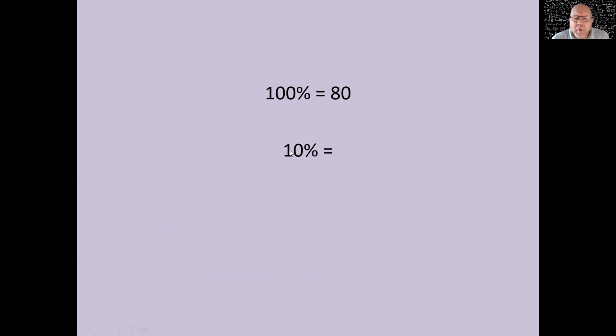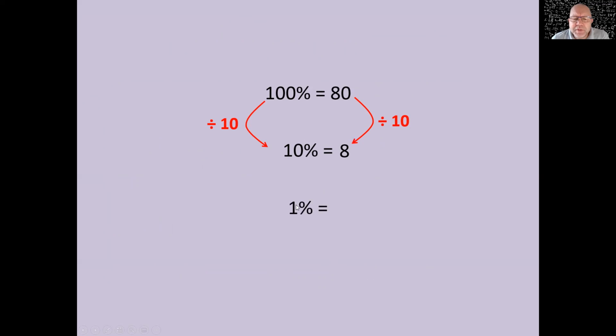10%, remember, we divide by 10. So 10% of 80, we divide by 10, which gives us 8. The 8, the digit, moves one place to the right. So it's now in the ones column.